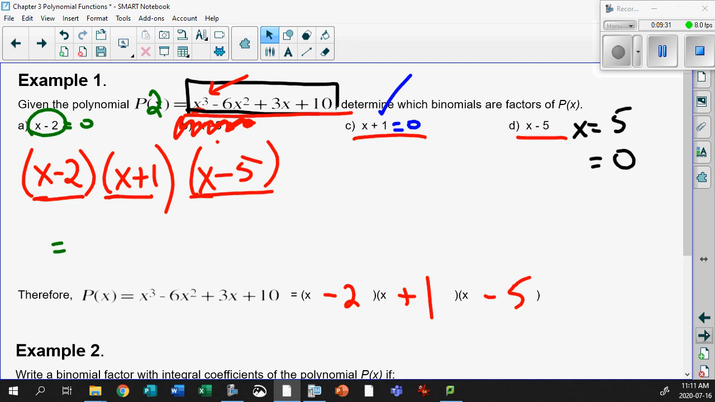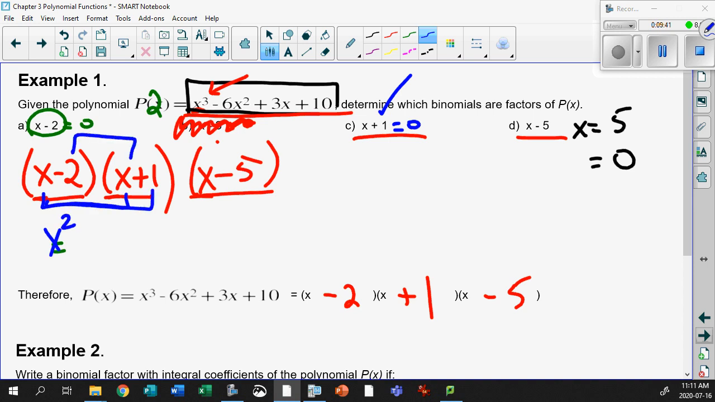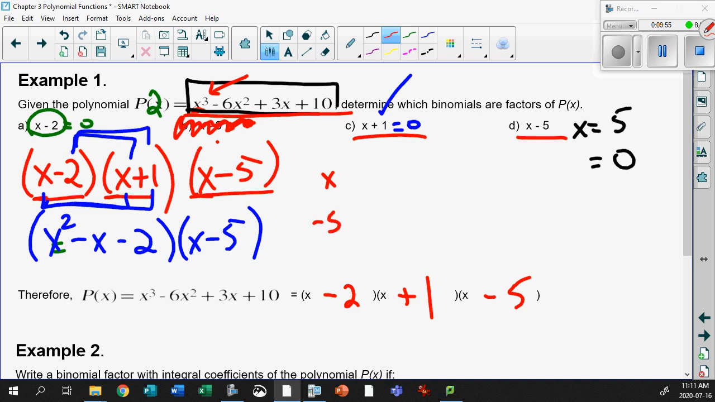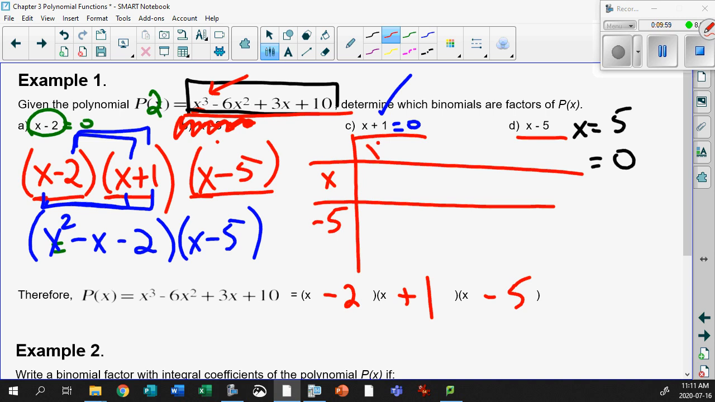And you can verify this if you want by saying, okay, let's just FOIL this real quickly. That's going to be x squared. That's plus x minus 2x is minus x. That's going to be minus 2. Now, multiply this by x minus 5. For those of you who remember how to do this, it's called the box method. And the box method is really, really simple. All you got to do is go x minus 5, x squared minus x minus 2, and all you have to do is fill in the boxes.